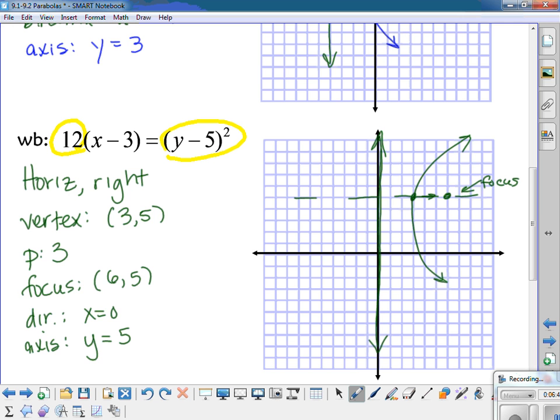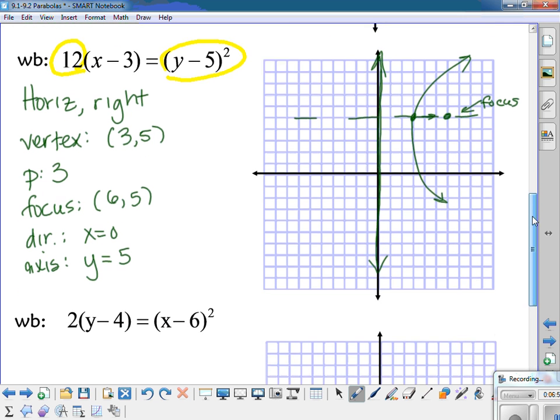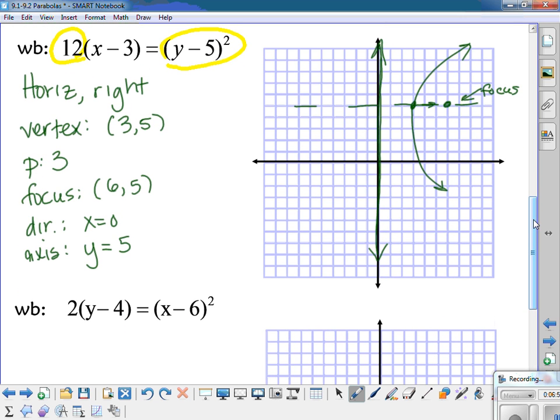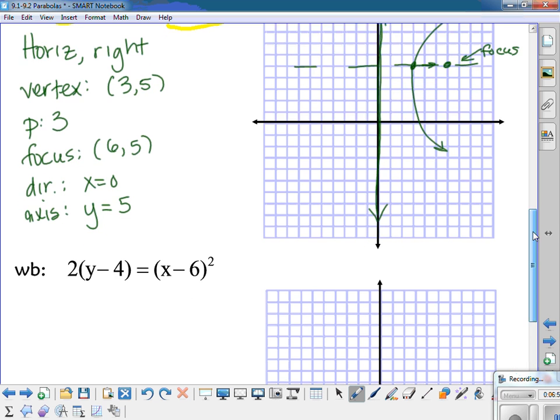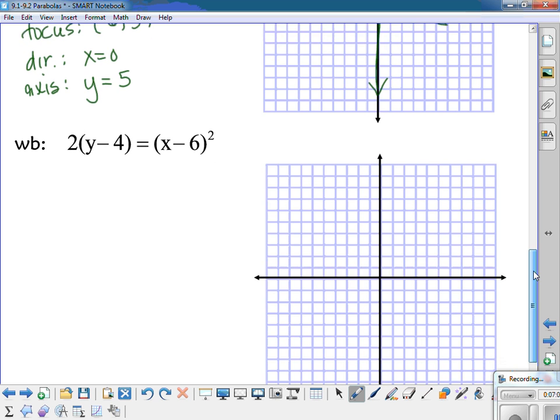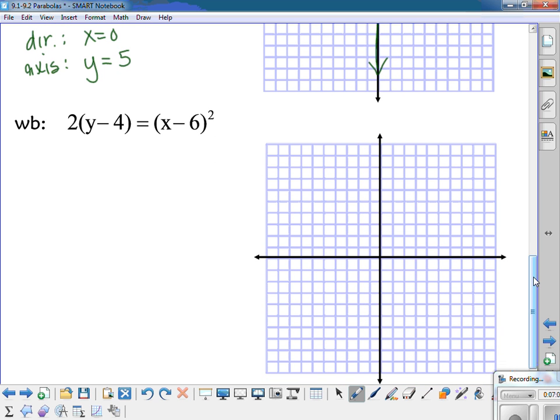Let's see here. I think we have time for you guys to practice one more of those. So on your whiteboards, you're going to do 2 times the quantity y minus 4 equals x minus 6 squared. So think about if it's horizontal or vertical, if it's going up or down.